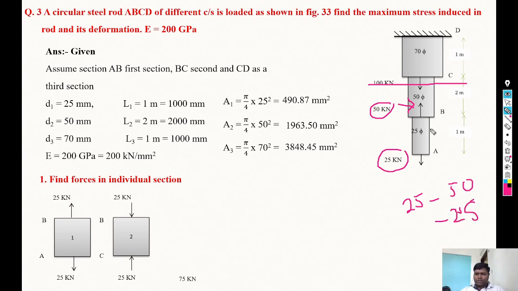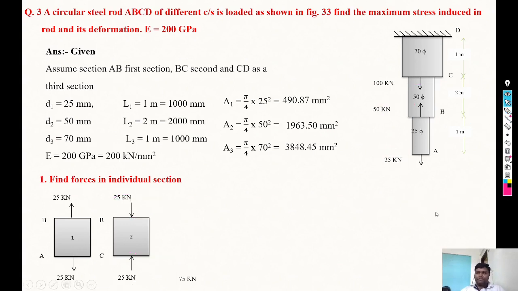25 kilonewton. Minus 25 kilonewton means upward. So at point C, the 25 kilonewton is upward. Opposite at point B, 25 kilonewton is downward. Or we can consider 25 kilonewton is towards the body, so this 25 kilonewton is also towards the body. We can consider anything as per our convenience.